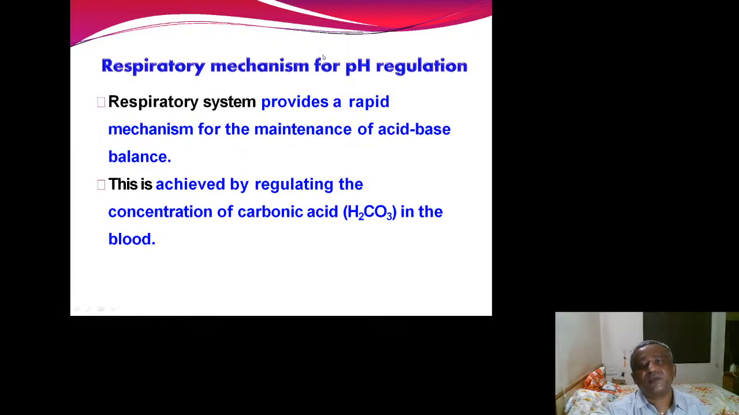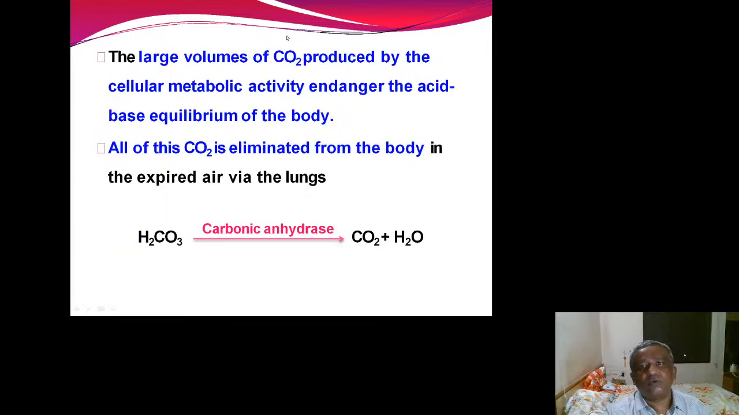Now we come to the respiratory mechanism for pH regulation. The respiratory system provides a rapid mechanism for the maintenance of acid-base balance. This is achieved by regulation of the concentration of carbonic acid in the blood. A large volume of CO2 is produced by metabolic activity, and this CO2 is washed out by expiration. All of this CO2 is eliminated from the body via the expired air through the lungs. We all know carbonic acid H2CO3 is converted by carbonic anhydrase into CO2 and H2O.